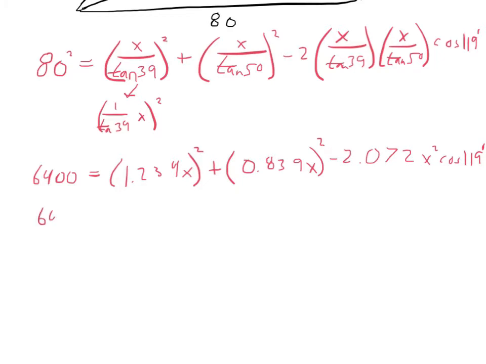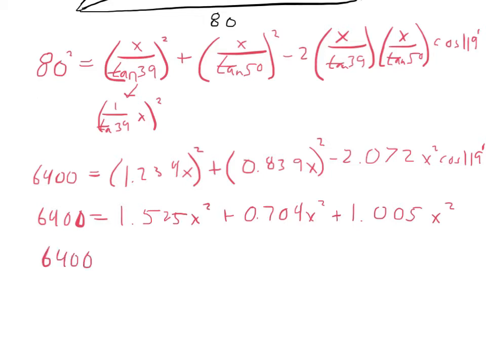I ended up with 6,400 equals. Now here I'm gonna square this thing, right? So when I square that on the calculator, I end up with 1.525x squared plus the next one squared was 0.704x squared. And then this next one actually ended up being plus 1.005x squared. And so what you have here is a string of things that are all x squared, right? I should be able to move these things together. And I ended up here with 3.234x squared.